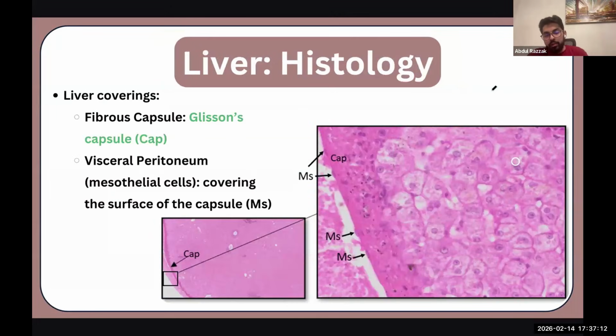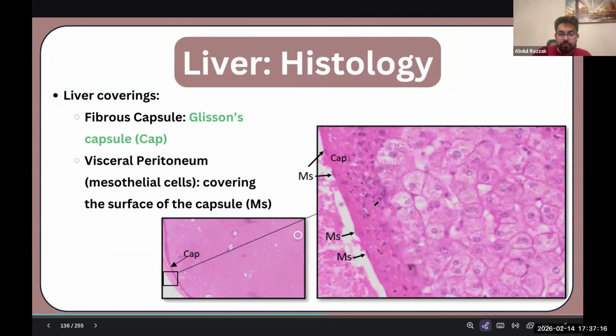Now, let's talk about the histology of the liver, starting off from the coverings. So this is a magnification of the side of the liver, showing the coverings of the liver. So first, it's covered by a fibrous capsule called the Glisson's capsule. Please be familiar with this name. So you can see this is the fibrous capsule here around the liver, covering it.